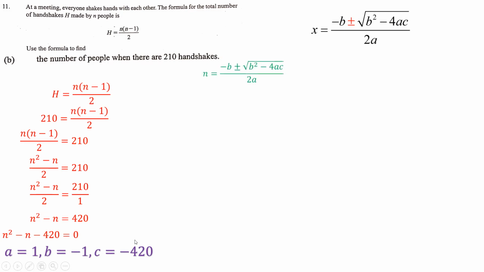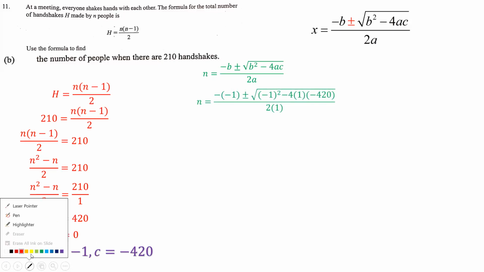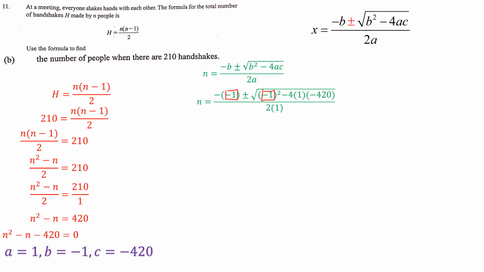So now we can use the quadratic formula. Like I said, we're using n instead of x. Here we know that B is equal to negative 1, and so wherever we see B, we're going to put negative 1. What happened to A? Well, A is 1, so A is positive 1, right there and also right here. We also know that C is equal to negative 420, so we put the negative 420 right there. All right, awesome.